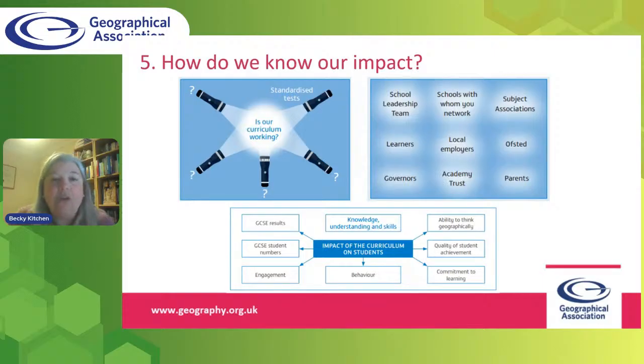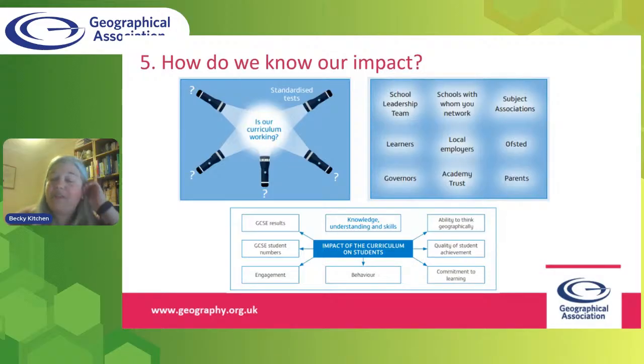How are you going to know that your curriculum is working? And very often, the answer to that is GCSE results. And don't get me wrong, I think GCSE results are really important in understanding impact. I don't think you're going to create a curriculum that doesn't make those better.